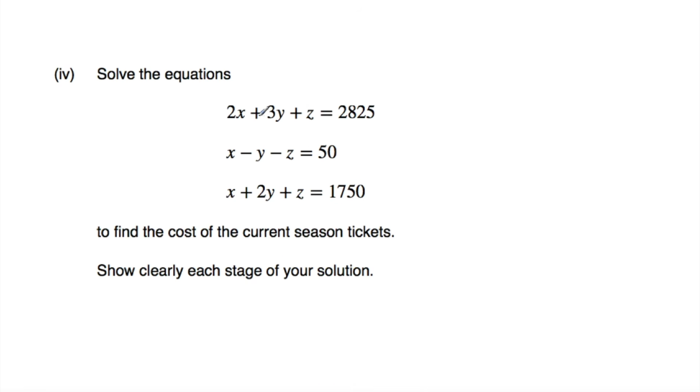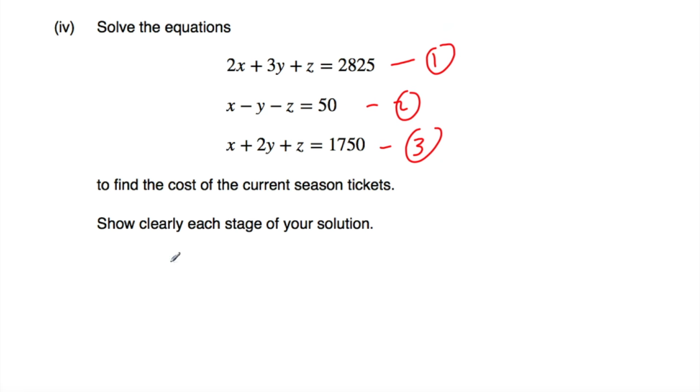Yep, we've been asked to solve the simultaneous equations 2x plus 3y plus z equals 2,825, x minus y minus z equals 50, and x plus 2y plus z equals 1,750. Okay, let's number them: equation 1, equation 2, and equation 3. I'm going to cancel out the z's because with a z, a minus z, and a z, they're going to be quite nice to cancel out. So I'm going to do equation 1 plus equation 2 to cancel out the z's.